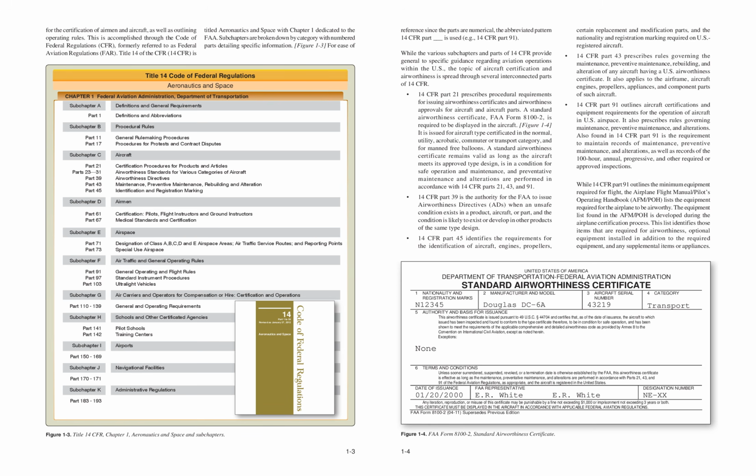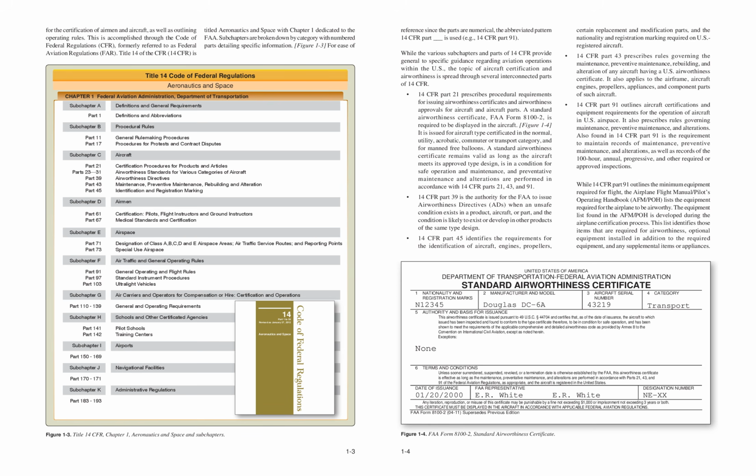14 CFR Part 91 outlines aircraft certifications and equipment requirements for the operation of aircraft in U.S. airspace. It also prescribes rules governing maintenance, preventive maintenance, and alterations. Also found in 14 CFR Part 91 is the requirement to maintain records of maintenance, preventive maintenance, and alterations, as well as records of the 100-hour, annual, progressive, and other required or approved inspections.